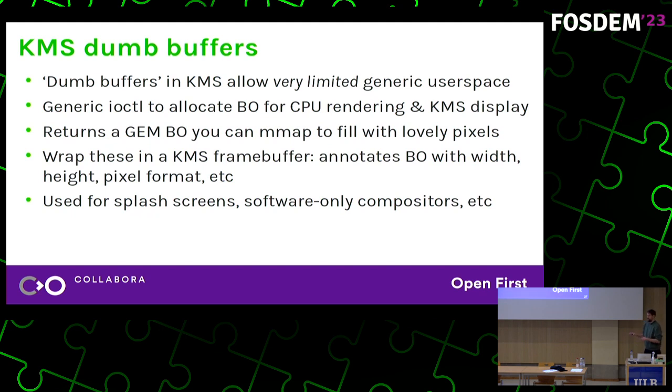So this is actually a generic API inside KMS, dumb buffers. It gives you a GEM BO. You can map it. You can fill it up with some nice pixels. And then wrap that in a KMS frame buffer, which annotates the BO with stuff like format and width and height and stuff that people think might be important. So yeah, like I said, you can use it for splash screens. Please don't try to use it for other stuff. It's not a generic memory allocation API either. It's just the thing that works.